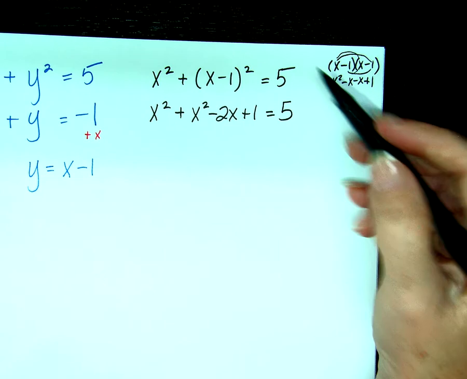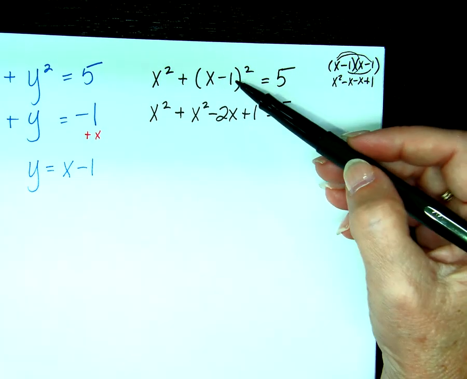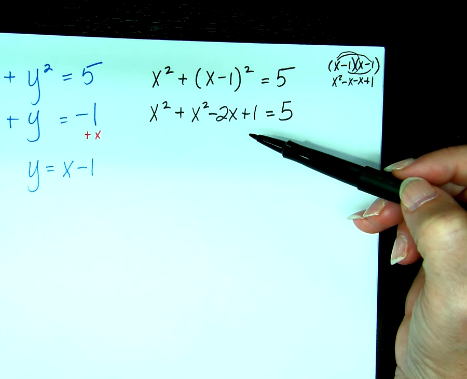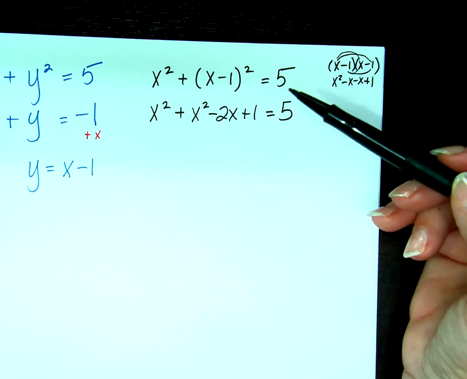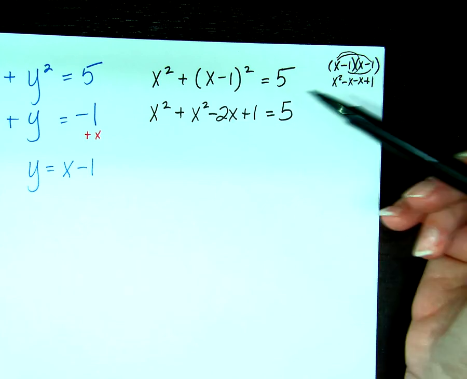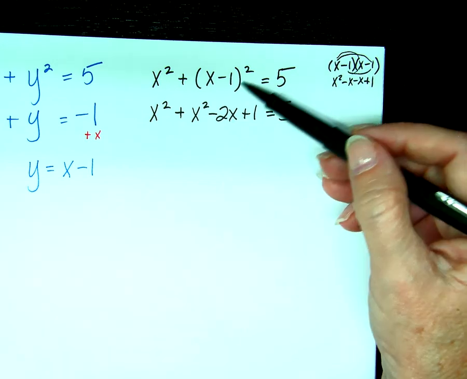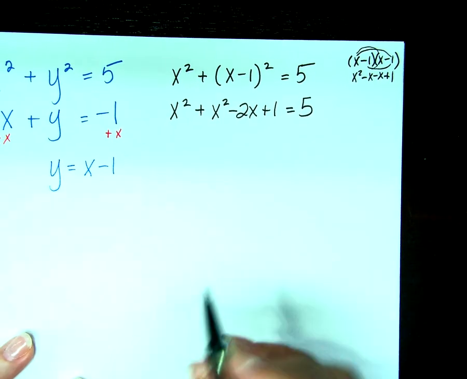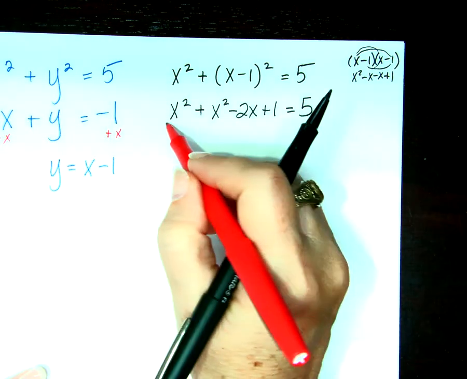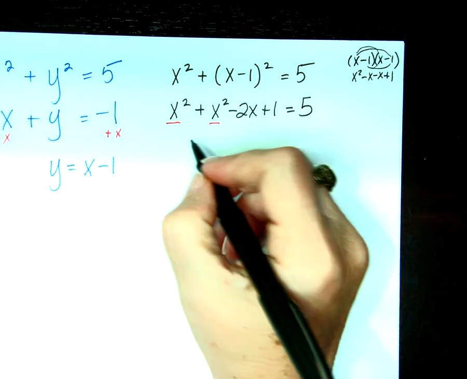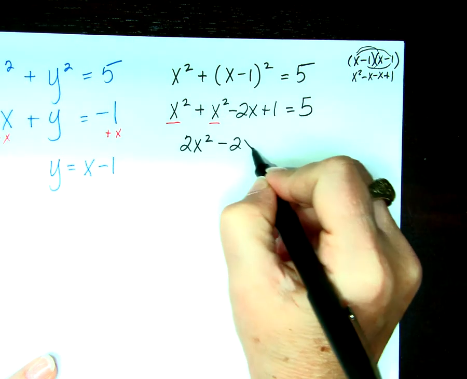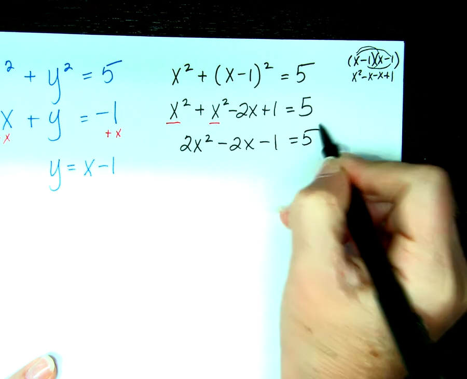And if all you ever do is square the first term and square the last term, you will get it wrong every time. That's not a threat. It's not a promise either. It's just a statement. Okay? So just be real careful about that if you're having something squared. Okay? Now I just need to combine like terms, right? 2x squared minus 2x minus 1 equals 5.